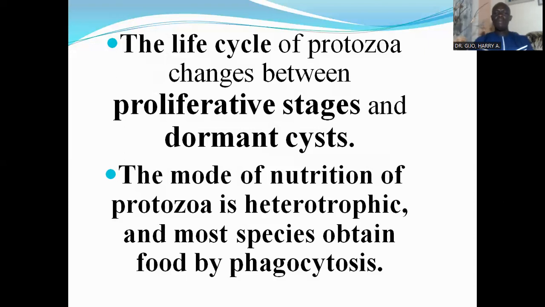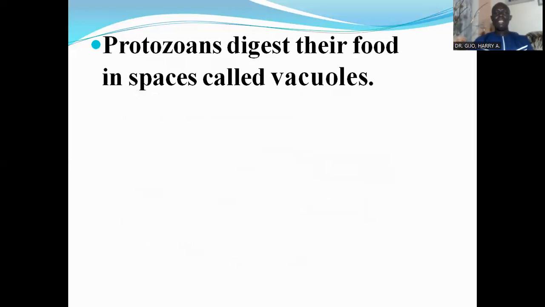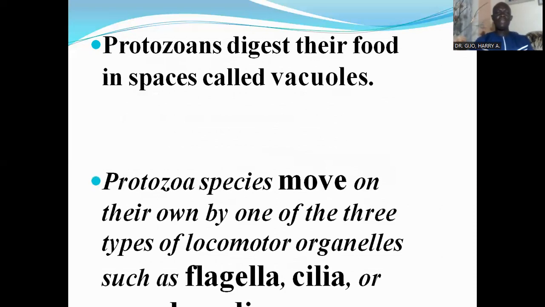One other characteristic of the protozoans is that the mode of nutrition of protozoa is heterotrophic, and most species obtain food by phagocytosis. They are not able to manufacture their own food, and as such, they have to consume food that's manufactured by plant-like organisms or by plants. Most species, especially the amoebas, obtain food through phagocytosis, by engulfing their prey. Protozoans digest their food in spaces called vacuoles.